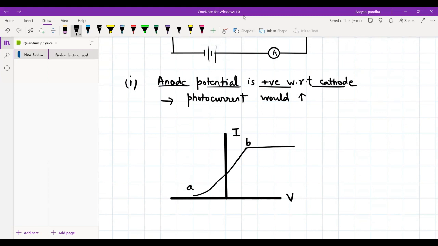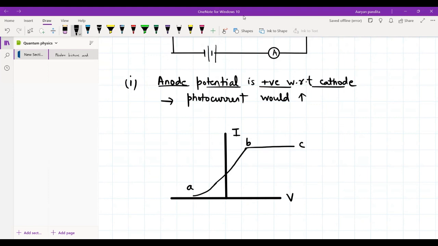As it is understood, as we go on to increase the positive potential on the anode, the saturation current will increase. But you see this region BC, this is where the current becomes constant. And why does this happen?